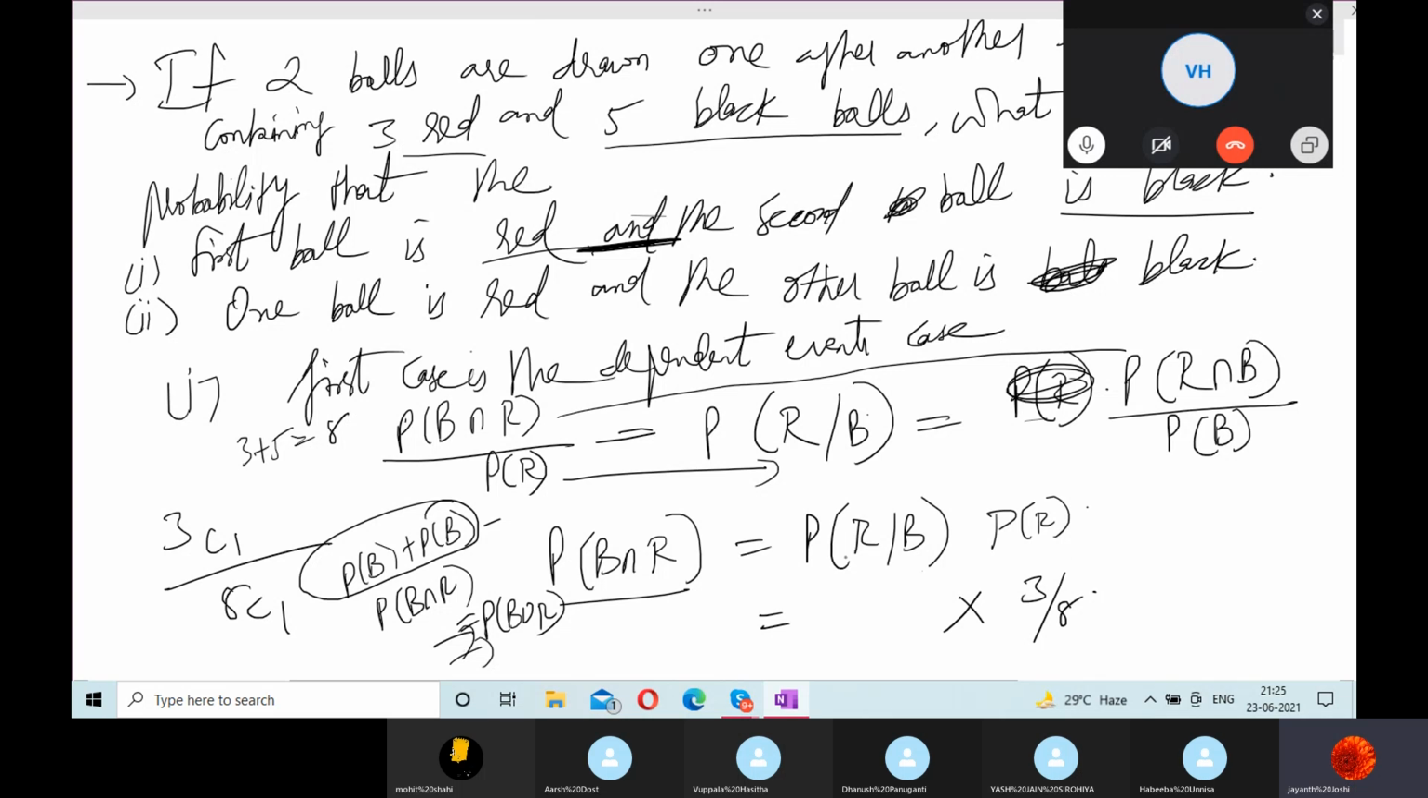So see, the red ball is already taken here, na? Probability of red being black ball should already be there. So black ball is already there. So how many balls are leftover? If the black ball is already there, leftover balls are 7. Okay. So you need to pick a red ball.